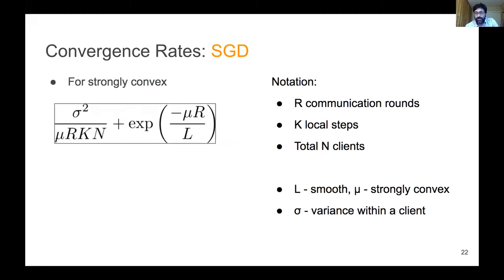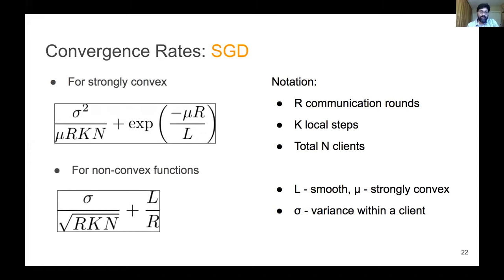Standard optimization theory will tell you that SGD will converge at the rate that is shown here. So there's a standard noise term, which arises due to the variance within the client. And then there's an exponential term, which arises simply because the function is strongly convex and smooth. Okay. This is what happens for strongly convex and smooth functions. If you have non-convex functions, then we don't actually converge to an optimum point, but we can talk about convergence to a stationary point. And then the convergence rate looks like what I've shown here. All of this is pretty standard theory.